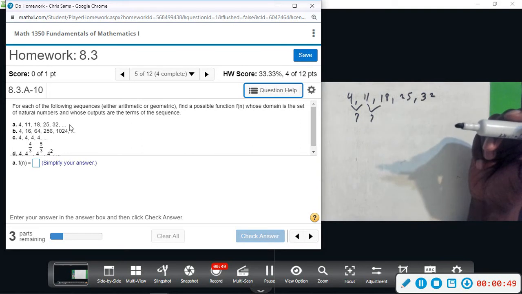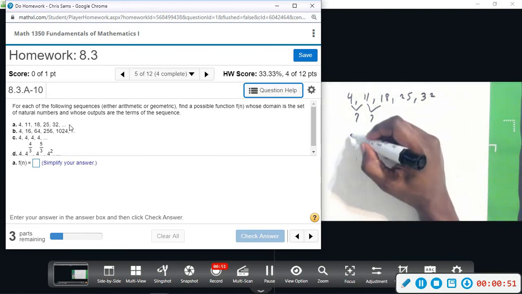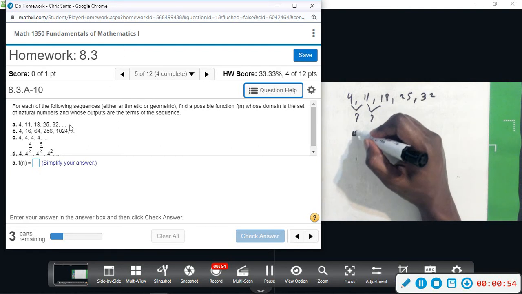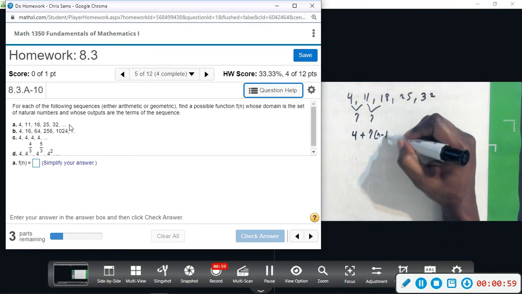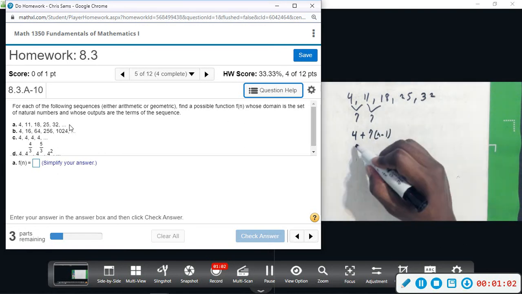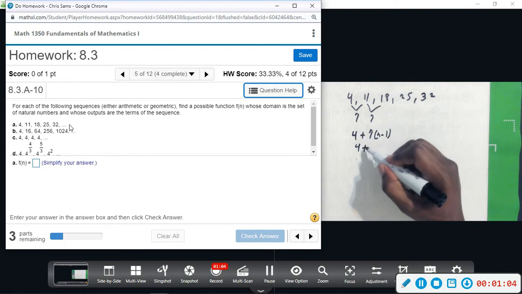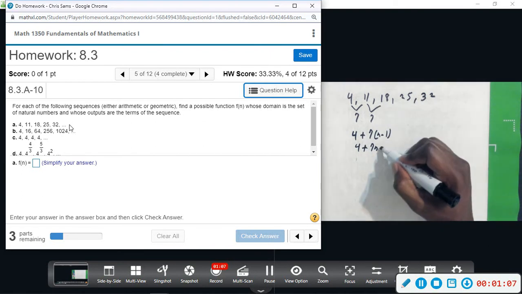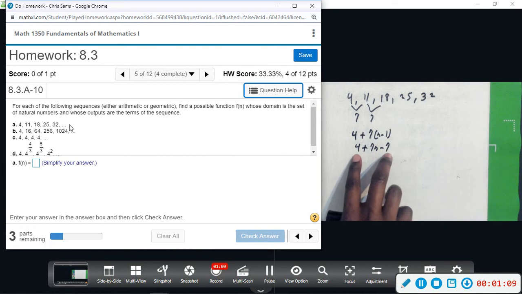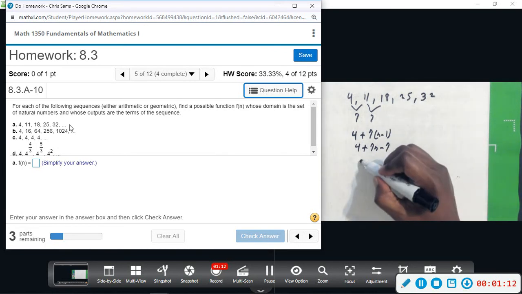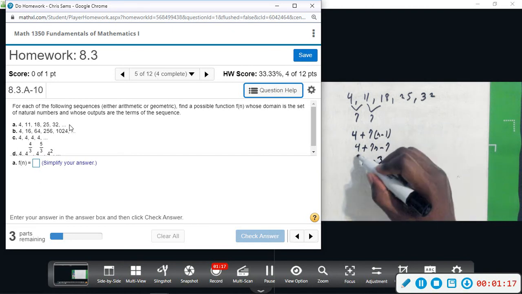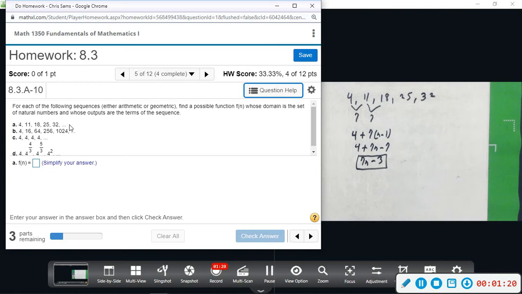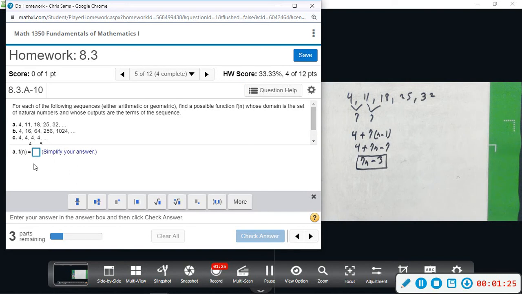I'm going to use the arithmetic formula and then simplify. You start out with your first term, which is 4, plus the difference, which is 7, times n minus 1. And I'm going to distribute, and this is going to give us 4 plus 7n minus 7. Then combine the 4 and the 7, and this will give me 7n minus 3. Okay, so this will be our function for the first sequence: 7n minus 3.